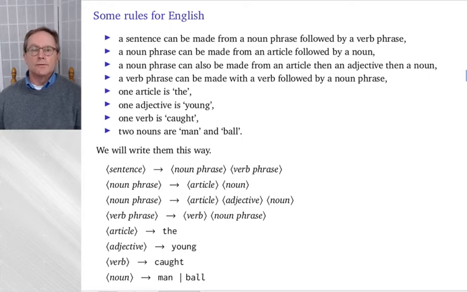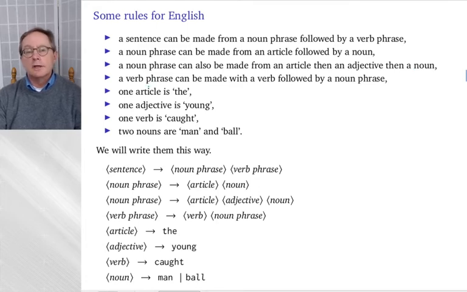Okay, so here are some rules for English. English has lots of rules. It's not even perfectly clear that it's well defined, but this is a list of some rules for English. I wrote them in English, and then I wrote them sort of formally here in symbols. Okay, so the first rule is that a sentence can be made. It says can be made, doesn't say must be made. It says one possible way to make a sentence is you take a noun phrase and you follow it with a verb phrase. Okay, well, what's a noun phrase? A noun phrase can be made from an article followed by a noun. A noun phrase could also be made from an article, then an adjective, then a noun.